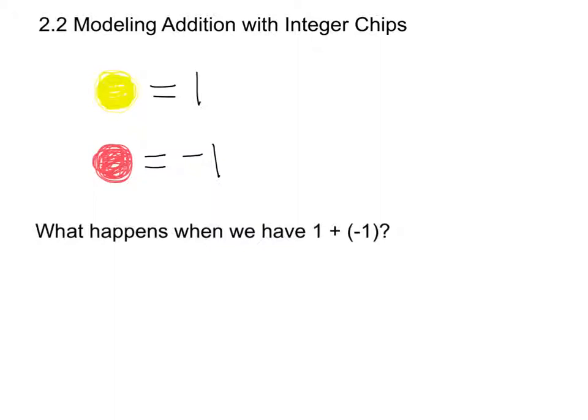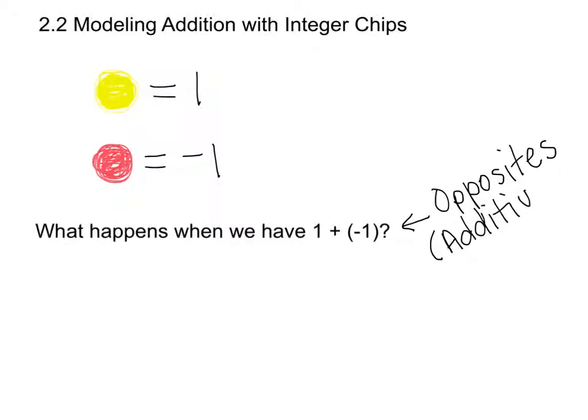All right, before we begin, let's think about what happens when we have a +1 and we want to add a -1. Remember from 2-1 that these two numbers, +1 and -1, are called opposites because they have opposite signs and they're the same distance from 0. The +1 is one space to the right of 0 and -1 is one space to the left of 0. The other vocabulary word for opposites is additive inverse.